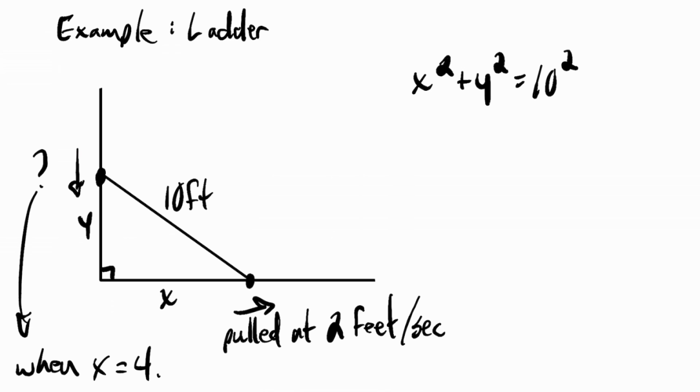Okay. Now, in the previous example, we knew we were doing related rates, so we applied a time derivative to both sides of the equation. So that's what I'll do here. I'll say that I want to find d/dt of both sides of the equation.